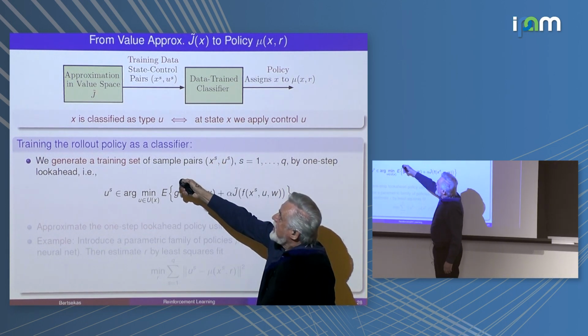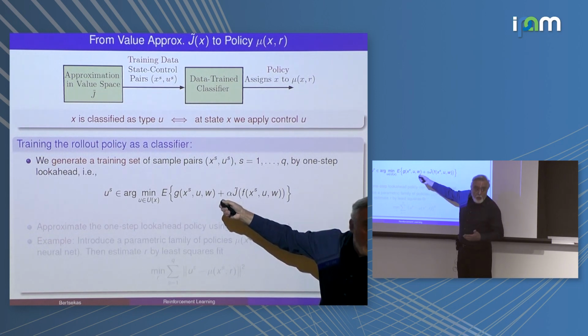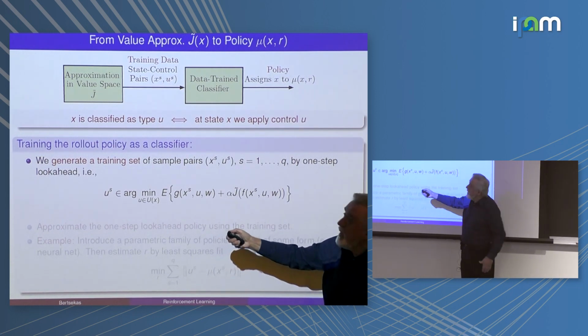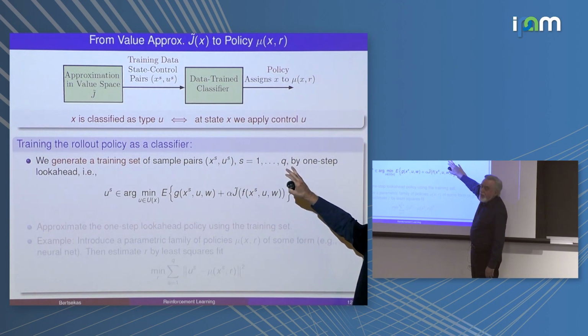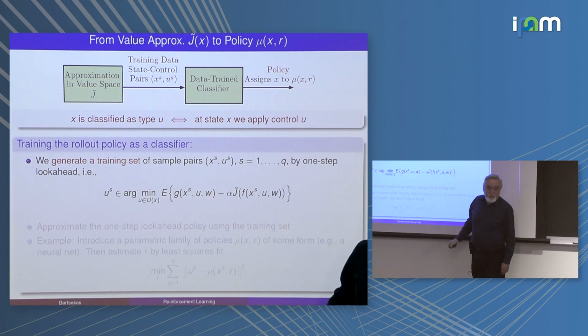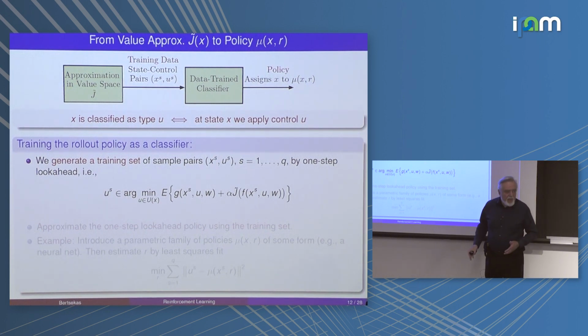Given j tilde, you can do one step look ahead and get training data, state control pairs that come from the rollout policy. And then you feed this into a classifier, which gives you a policy. Now, what do classifiers have to do with policies? Well, if you think about it, a policy is a classifier.